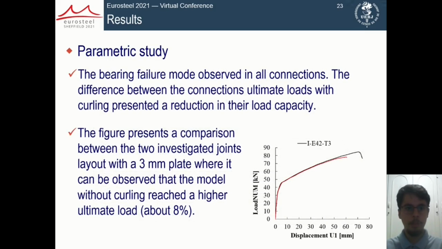The verified modes were observed in all connections. The difference between the connection ultimate loads if curling is present shows a reduction in the load capacity. The figure presents a comparison between the two investigated joint layouts. For a 3 mm plate, it can be observed that the model without curling reached a higher ultimate load, about 8%.